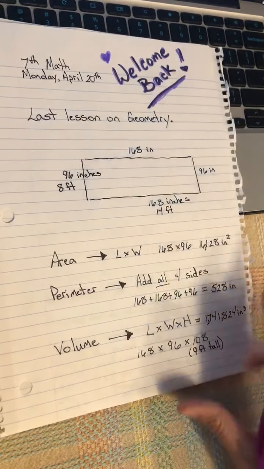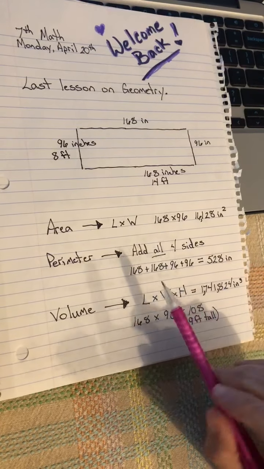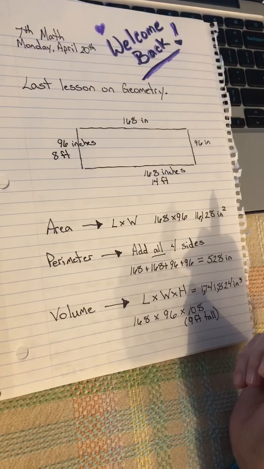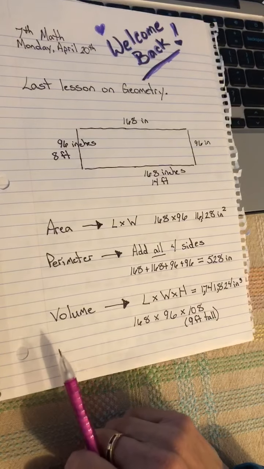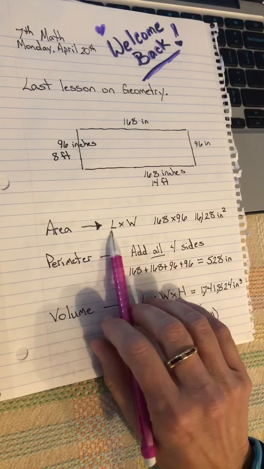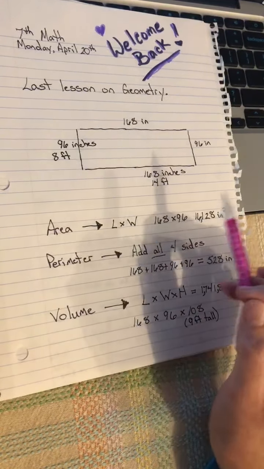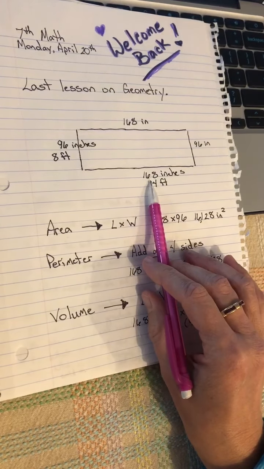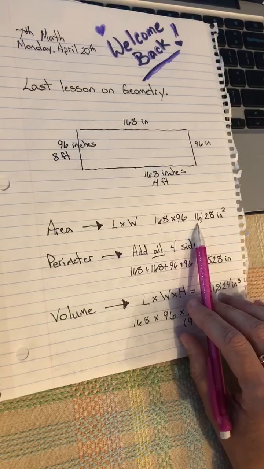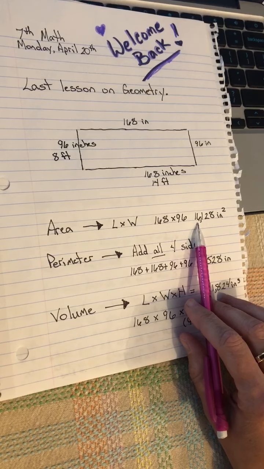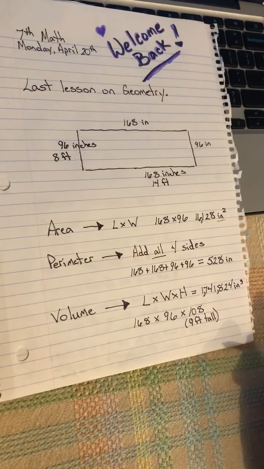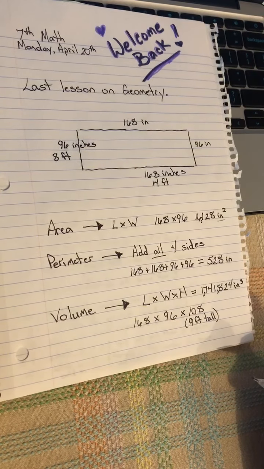So this is the room that I'm going to be doing, and you have to find the area, the perimeter, and the volume of this room, which are three things that our chapter was working on. So the area of a rectangle is easy. It's just length times width. Since I'm doing inches and not feet, I would do 168 inches times 96 inches, and the area would be 16,128 inches squared. Remember, area is always the unit of measure squared.